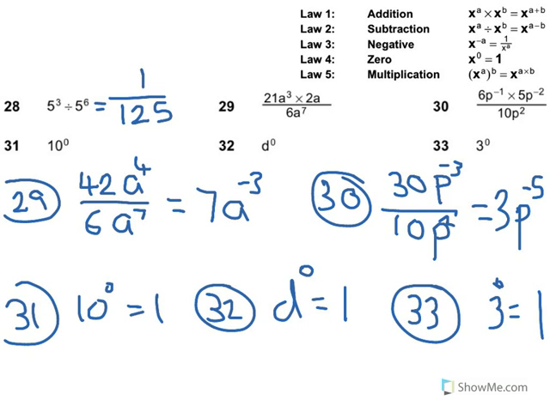Question 31, 32, 33. Anything to the power of 0, doesn't matter what it is, is always 1.